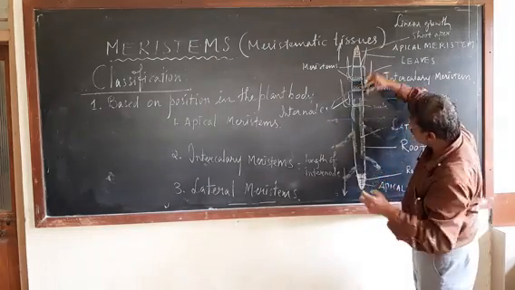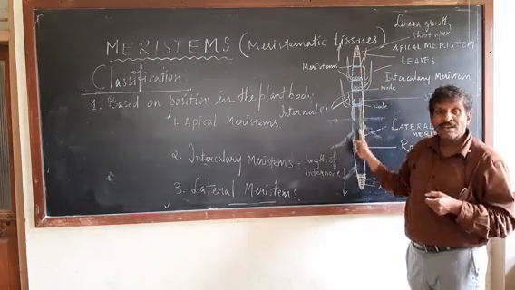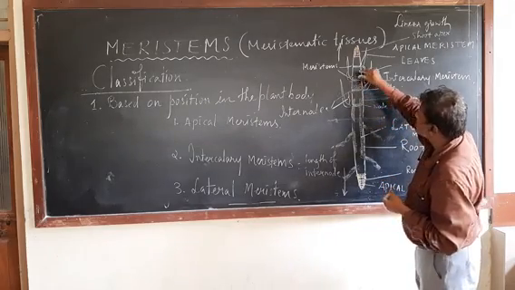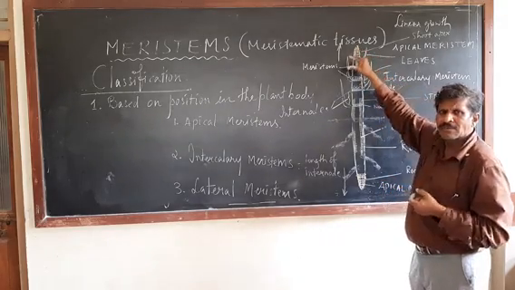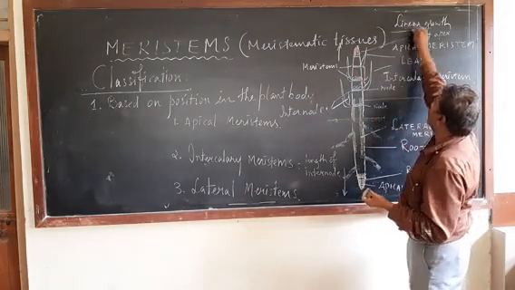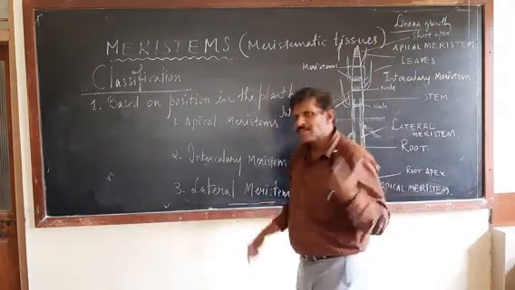This growth in length of the internode is also considered as linear growth, because when all these internodes increase in their length, definitely the length of the stem increases. Okay, increase in the length is treated as linear growth.